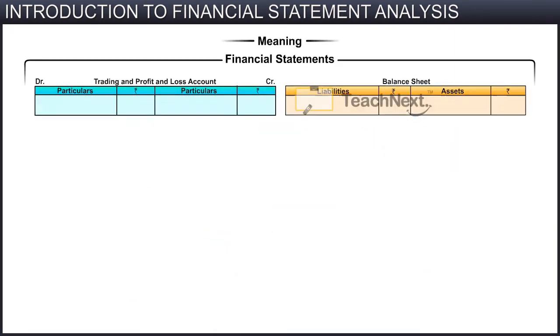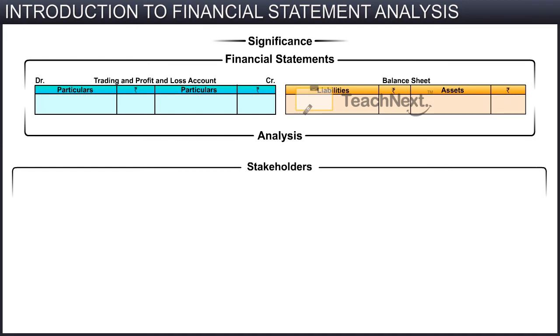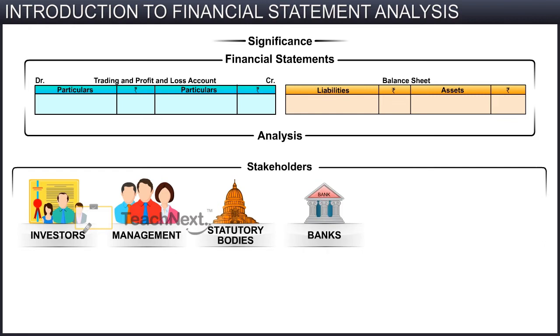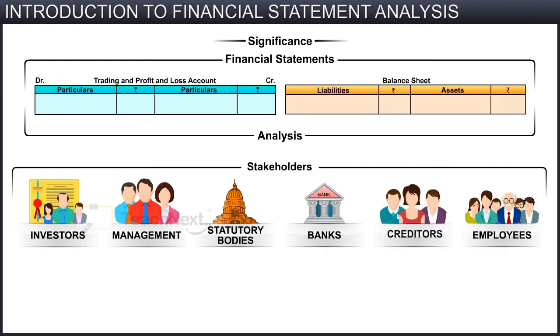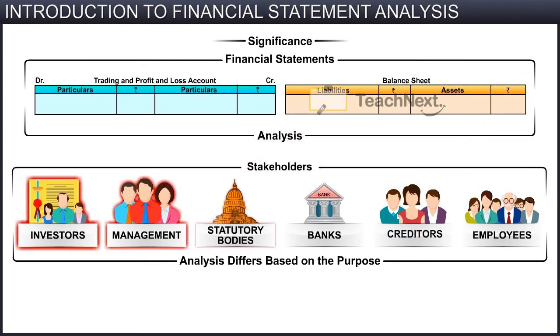Having learnt the meaning of financial statement analysis, we will now learn the significance of financial statement analysis. There are various categories of stakeholders in a business, like shareholders, investors, management, statutory bodies, banks, creditors, employees, and so forth. The need and requirement of one category of stakeholders may be different from another. As such, the nature of analysis may differ based on the purpose and interest of the analyst. Going on, we will look at the significance of analysis to each of these stakeholders, one by one.